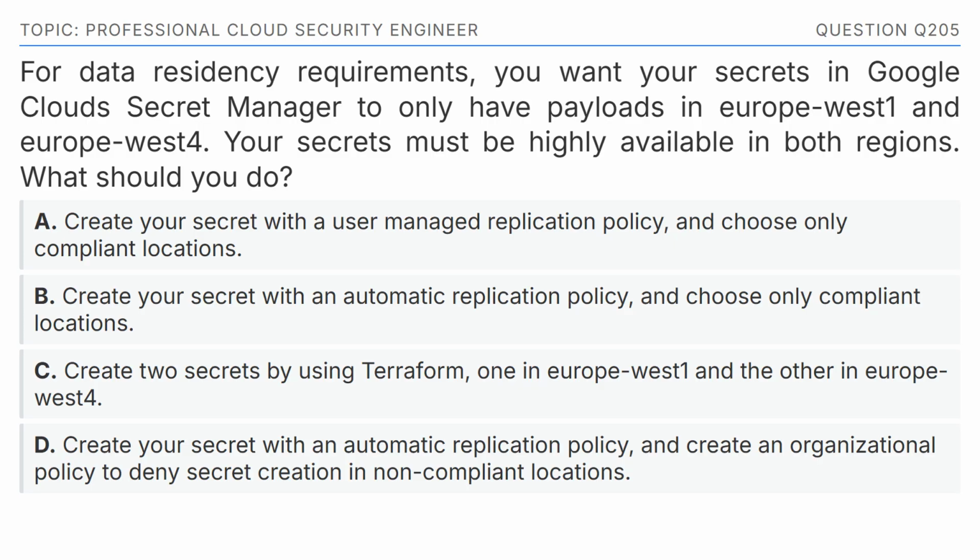What should you do? The options are: Option A, create your secret with a user-managed replication policy, and choose only compliant locations. Option B, create your secret with an automatic replication policy, and choose only compliant locations. Option C, create two secrets by using Terraform, one in Europe West 1 and the other in Europe West 4. Option D, create your secret with an automatic replication policy, and create an organizational policy to deny secret creation in non-compliant locations.